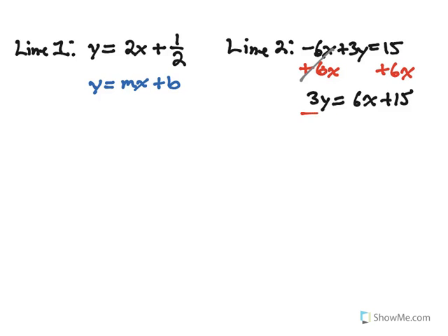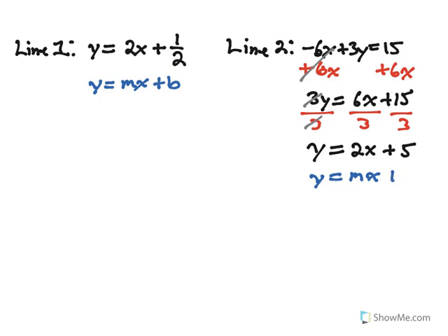And now we're going to divide everything by 3 so that the coefficient of 3 cancels. Then we're left with y equals, 3 goes into 6, 2, so that's 2x. 15 divided by 3 is 5. All right, and now this one looks like y equals mx plus b. Okay, so now you can compare the slopes. You notice that both slopes are identical, 2 and 2.